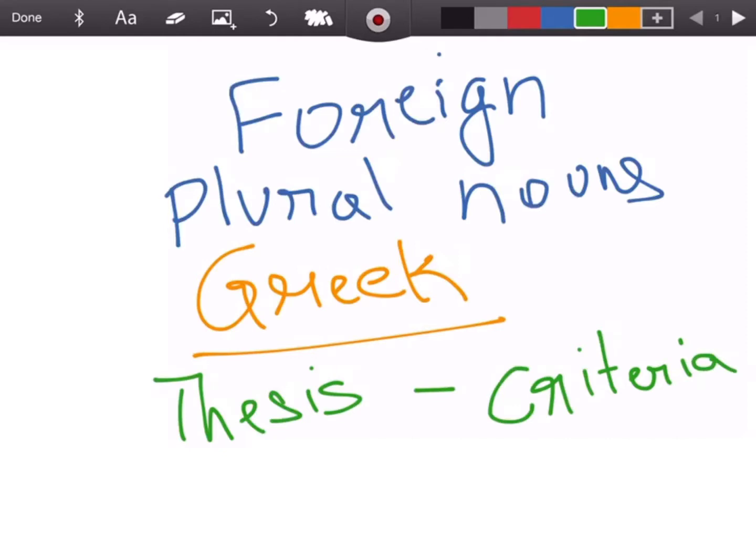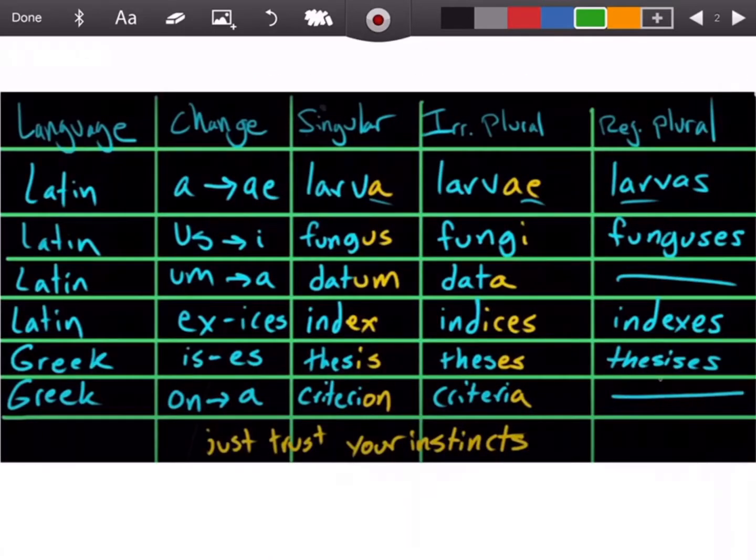Now let's do some pluralization of foreign nouns. I just created this chart.